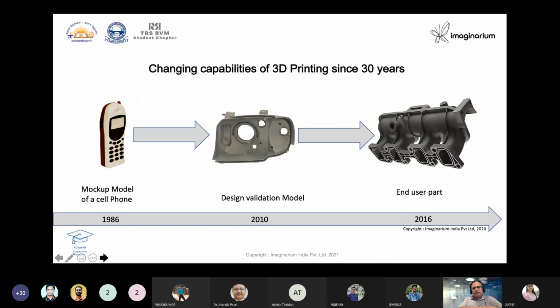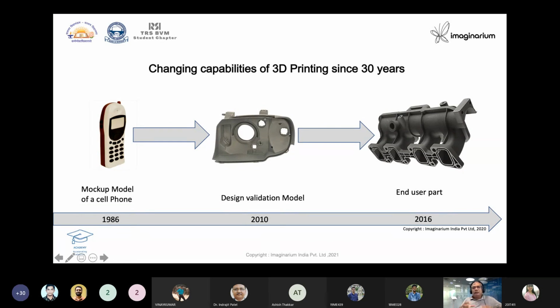So over the period of time, the capabilities of 3D printing have changed. It has become, from a mere mock-up model maker, prototype maker, to a design validation tool, and it can today make end-user parts. Well, yes, it can make a prototype which can be sold.